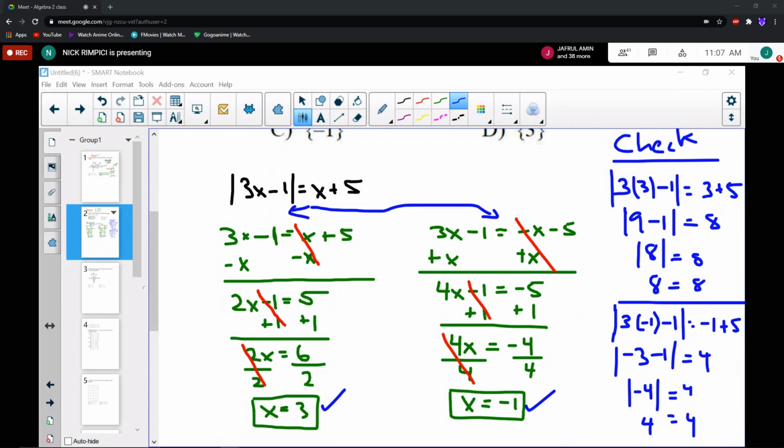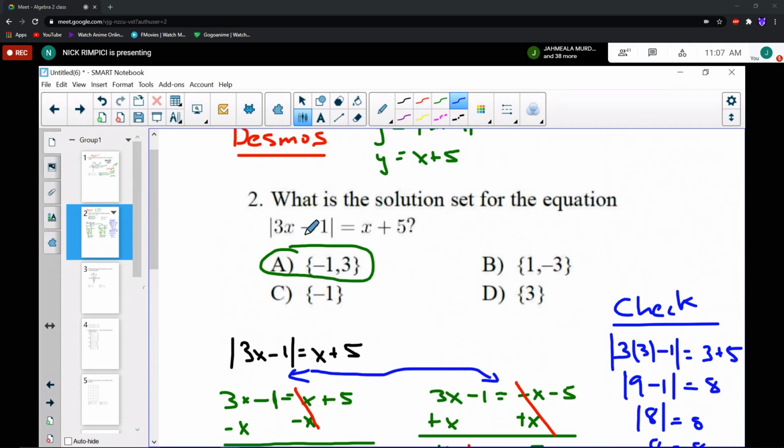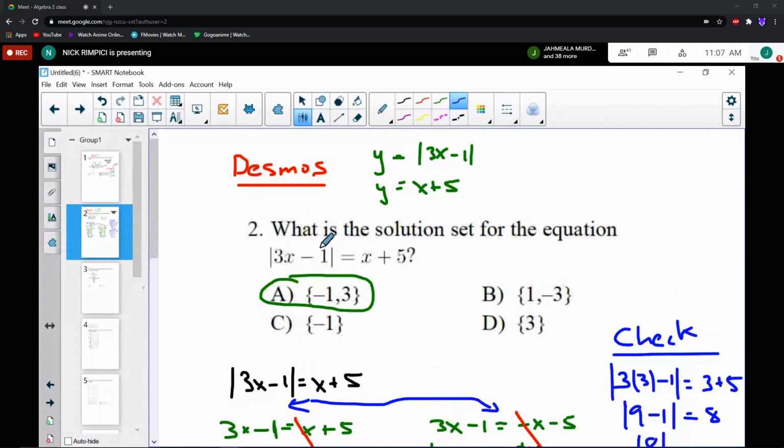So just to rehash before I go on, this question could have been done right in 2 seconds by graphing this and this. So for the people who came in a couple of minutes late, if you graph this one and then this one separately in Desmos, I'm going to show it.